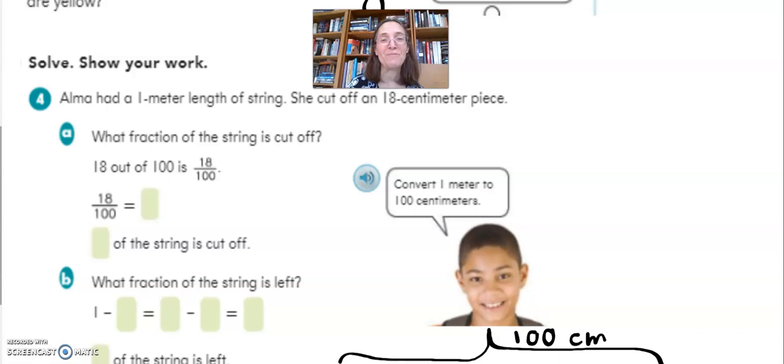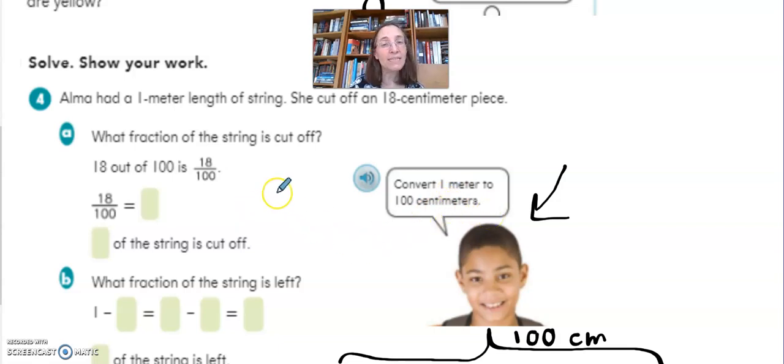So let's take a look at a problem we can work out together. Alma had a 1 meter length of string. She cut off an 18 centimeter piece. What fraction of the string is cut off? Our friend down here is very kind to remind us that 1 meter is equal to 100 centimeters.